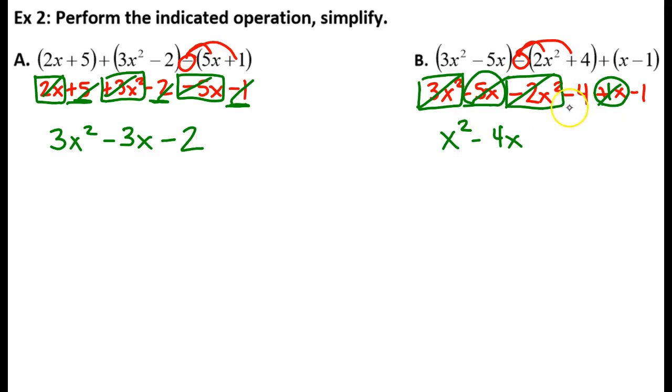And then negative 4 minus 1 leaves me with negative 5. So my final answer for B is x squared minus 4x minus 5.